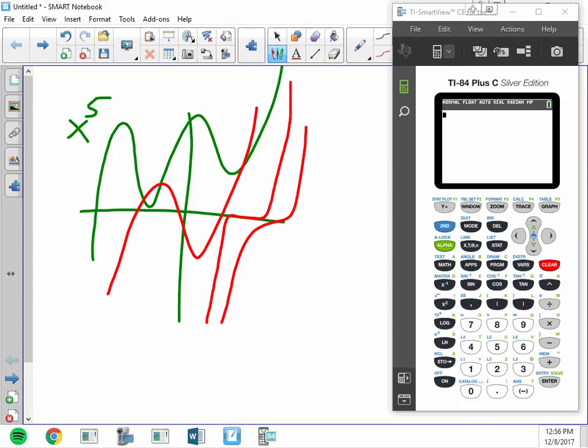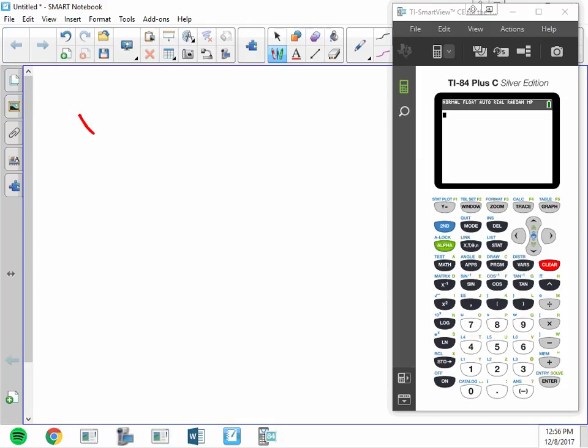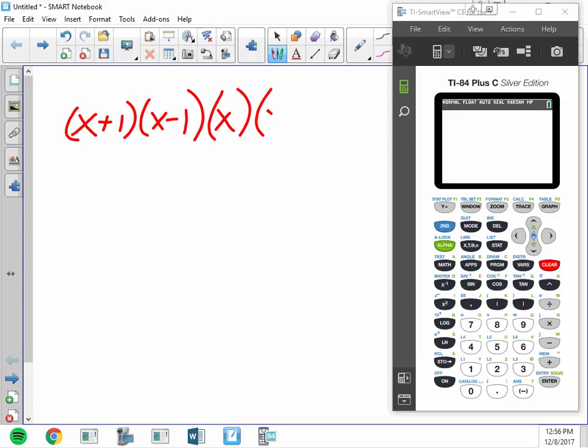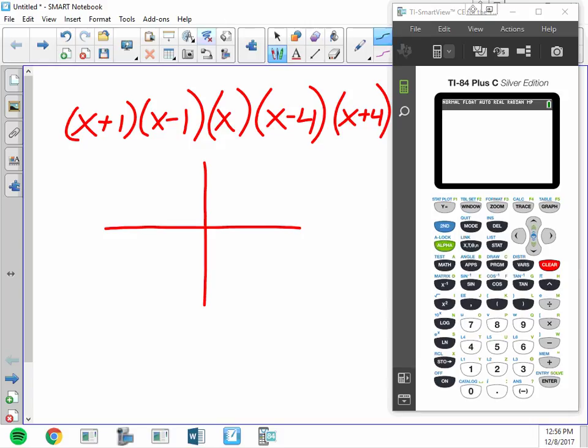It just depends on what comes after the x to the fifth. Or you can build it to be whatever you want. So that's a really good question. That's actually where we're headed. If I had x plus 1, x minus 1, x minus 4, and x plus 4, that is an x to the fifth equation. Would everybody agree? It has 5 roots. What are the roots? So -1 and 1, -4 and 4, and 0.